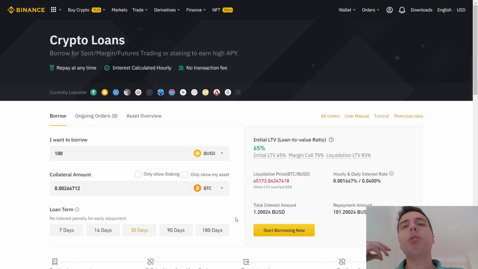For example, if you know that next month you will receive your salary, in that case, it would make sense to have a 30-day loan term, because you will know that you will have your salary to repay in case something goes wrong with your trade. Now, if you don't have any extra money, then I would probably not take this loan. So it depends on your specific situation.